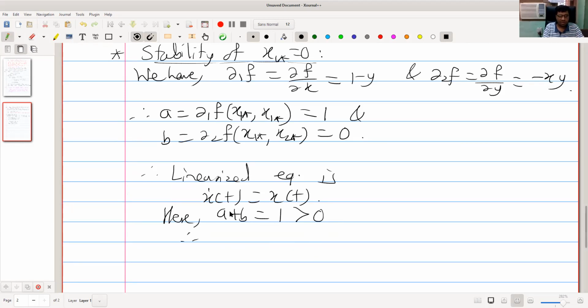Therefore equilibrium point x1 star is unstable. Solutions starting in the neighborhood of x1 star will go away from x1 star. So it is unstable. Now, stability of x2 star.